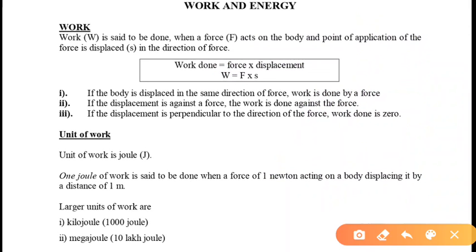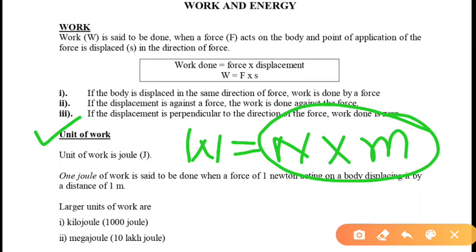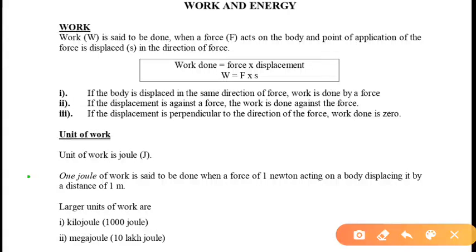What is the unit of work? The unit of work is joule. Actually, the unit of work is equal to the unit of force, Newton, into the unit of displacement, meter. So Newton meter is the unit of work. This Newton meter is known as joule. It is denoted by capital J. Sometimes the definition of joule also comes in the exam: define 1 joule. What is 1 joule? 1 joule of work is said to be done when a force of 1 newton acting on a body displaces it by a distance of 1 meter. So this is the definition of 1 joule.